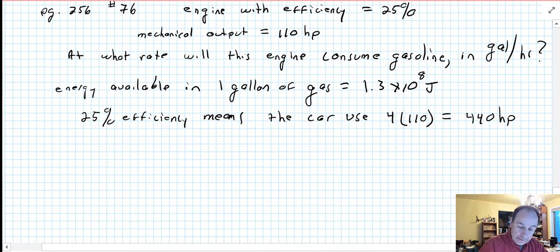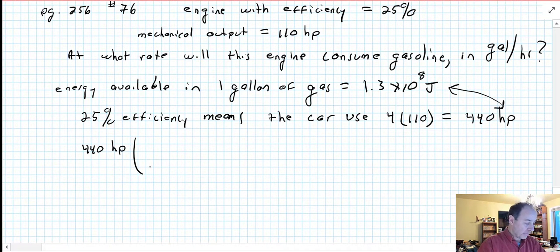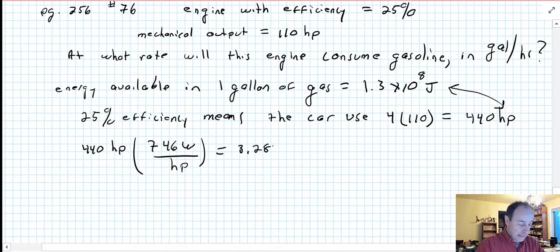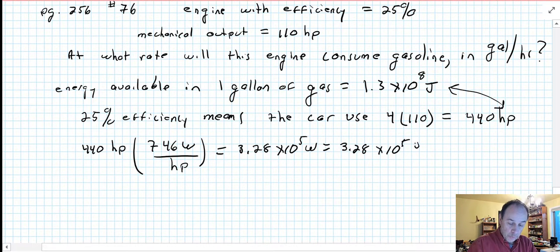All right, so we got to get these guys talking to each other in units. So we're going to change the 440 horsepower into joules per second. 440 horsepower, we can convert that into watts. That's 746 watts per horsepower. And that's 3.28 times 10 to the 5th watts. But the definition of a watt is a joule per second. So that just comes out to 3.28 times 10 to the 5th joules per second. Okay, so now we're talking the same units.